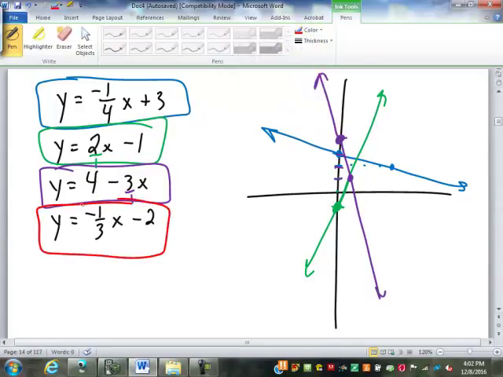How about this one in red? Where's that one start? Down 2. From there, what do we do? Down 1 over 3. Right there.